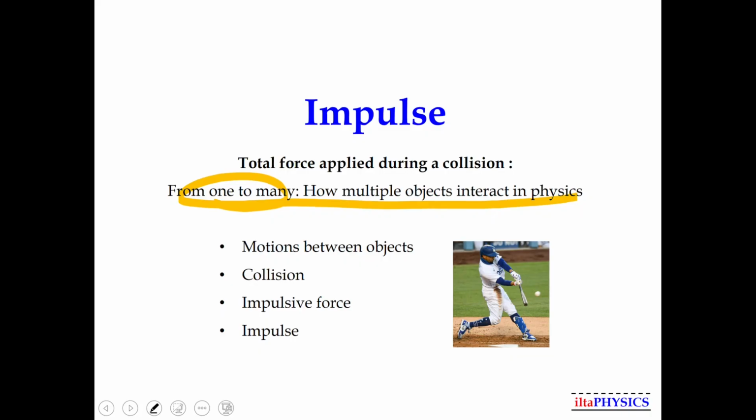To do this, let's first think about the difference between the motion of a single object and the motion where multiple objects interact. We'll look at the physical characteristics of a collision, which is a classic example of interaction between multiple objects. Next, we'll look at impulsive force, the force acting during a collision, and the impulse that causes a change in the object's motion. All right, shall we go analyze the motion of multiple objects instead of just one?